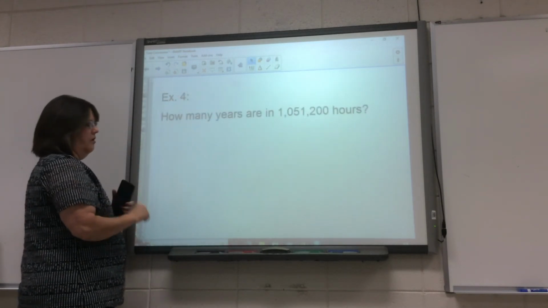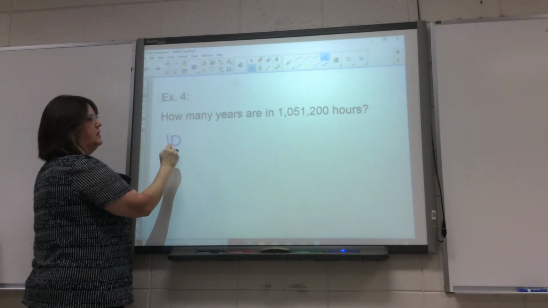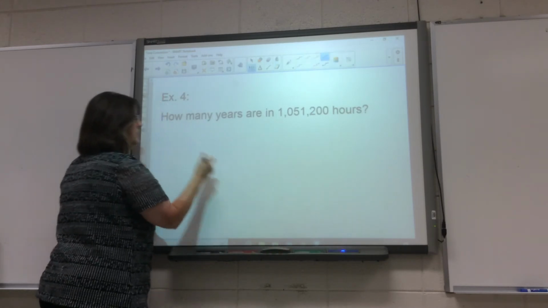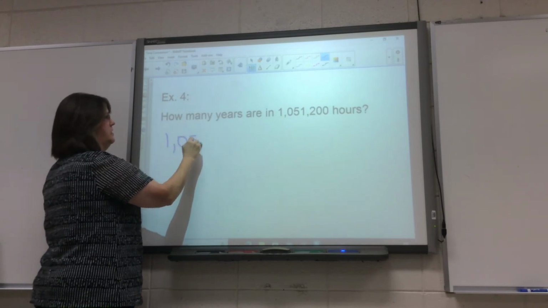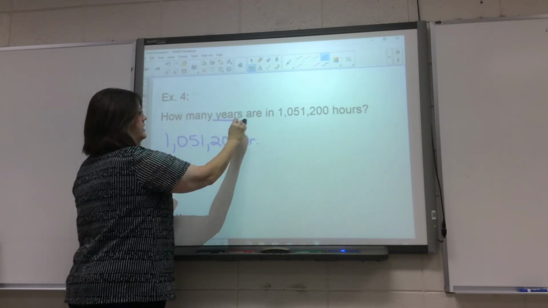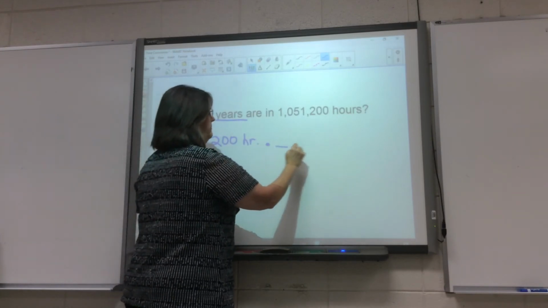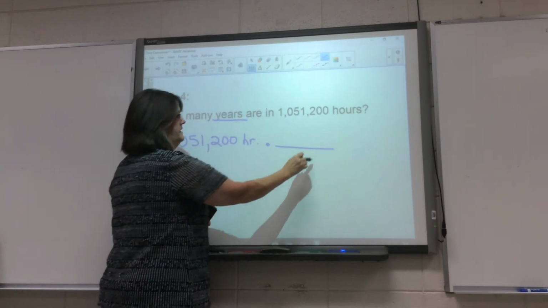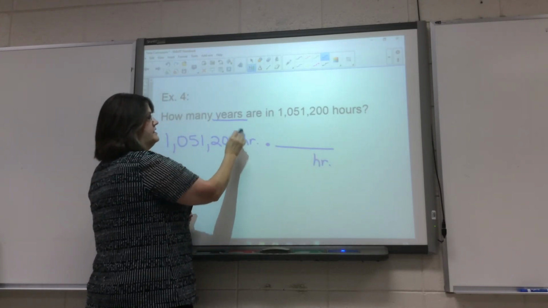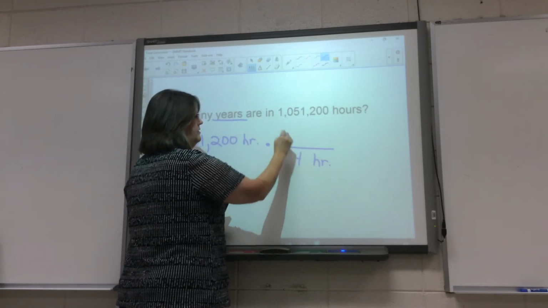How many years are in 1,051,200 hours? And I want to know years. So I'm starting with hours and I'm going to years. All right, now, this time, I'm going to put my hours in the denominator. Okay, and I'm going to years. Since I'm going to years, I'm going hours to days. So there are 24 hours in one day.